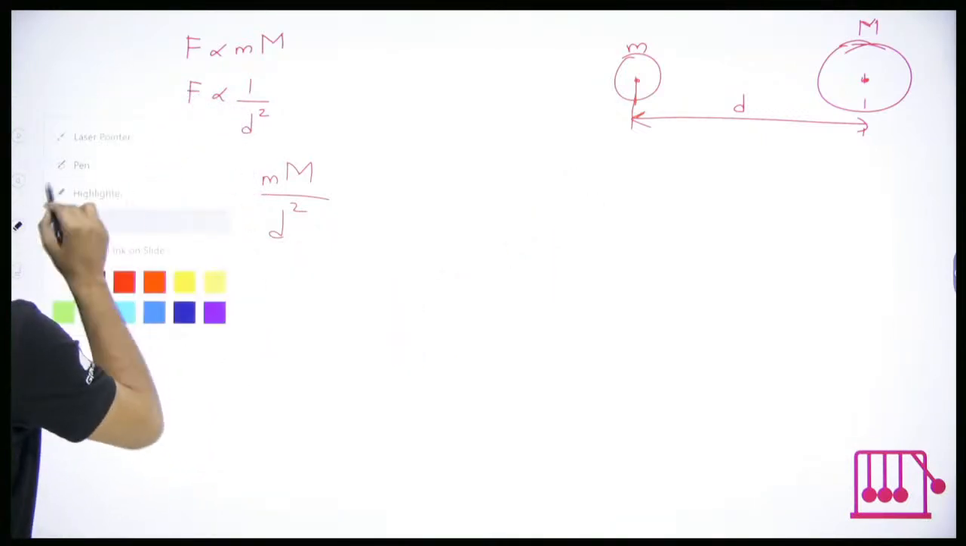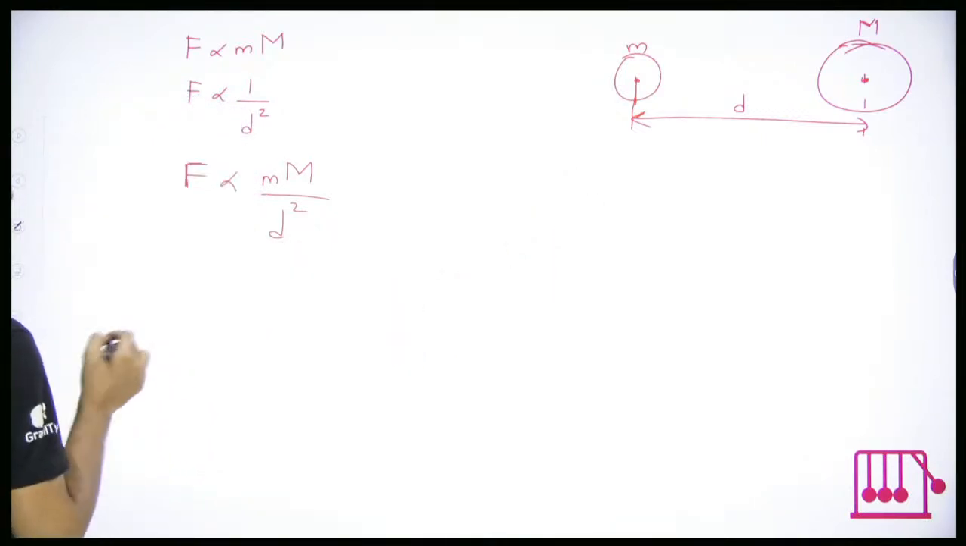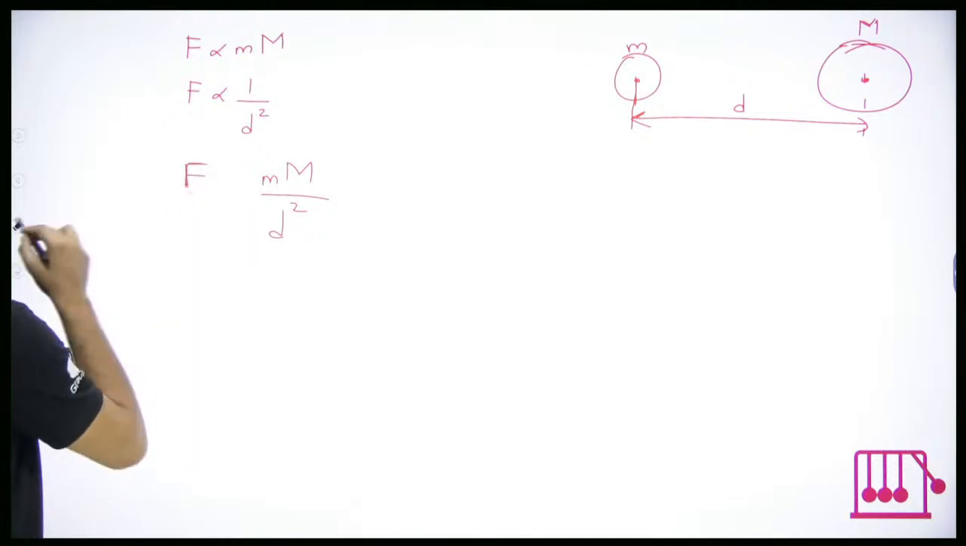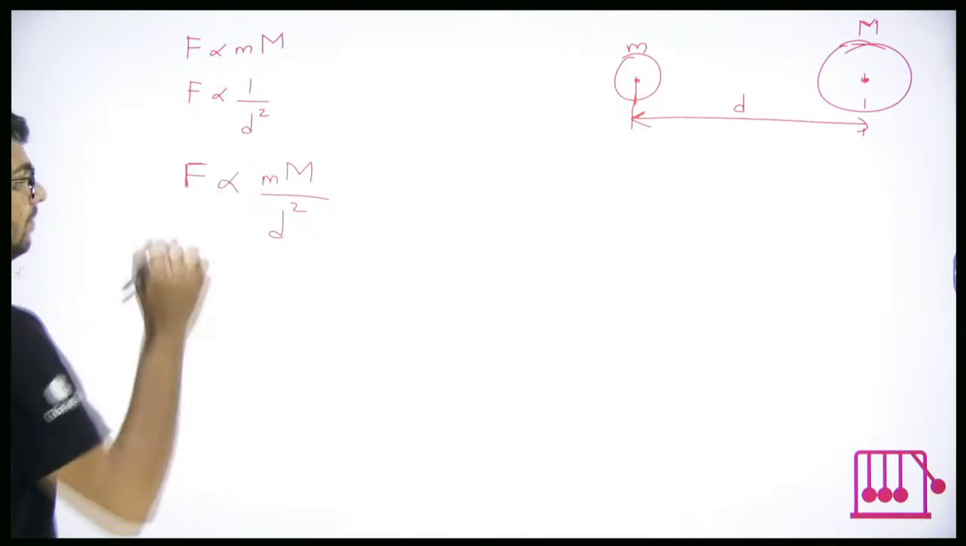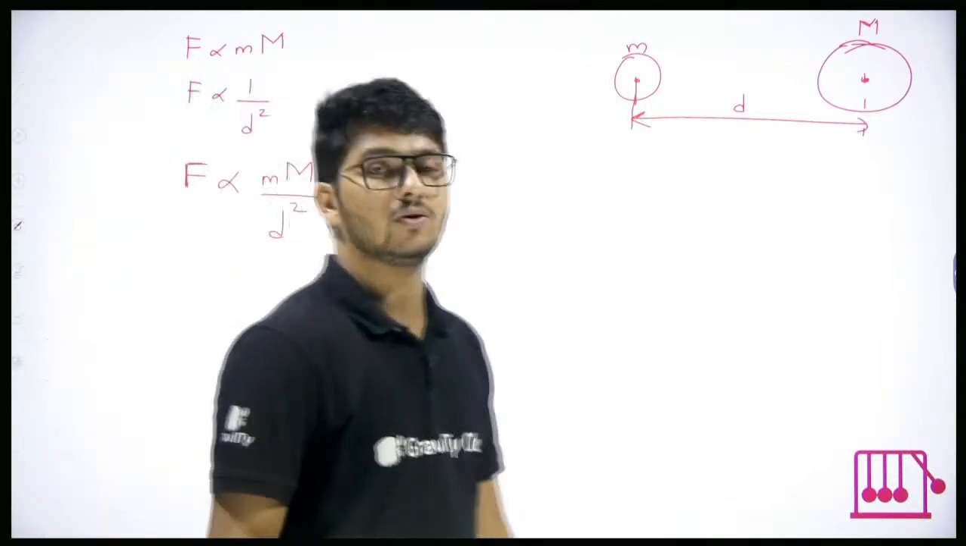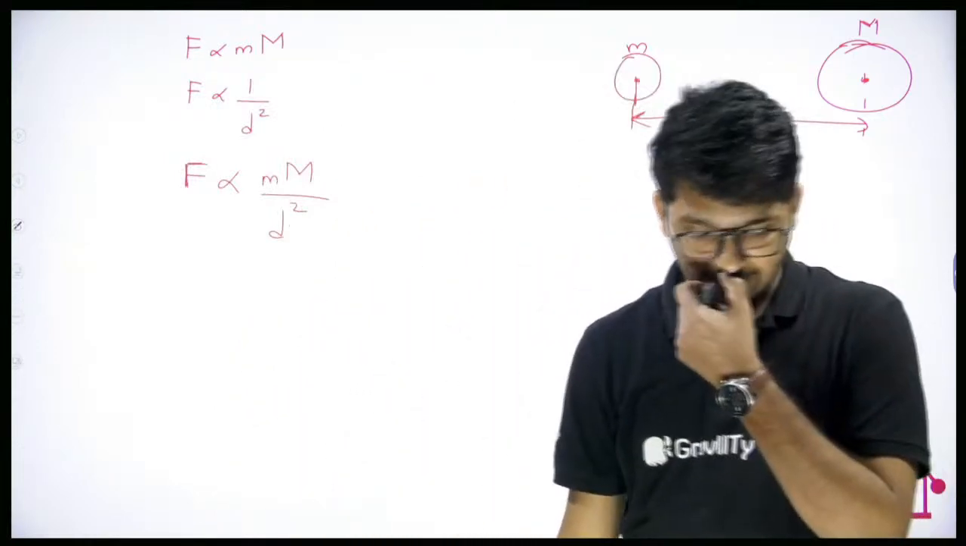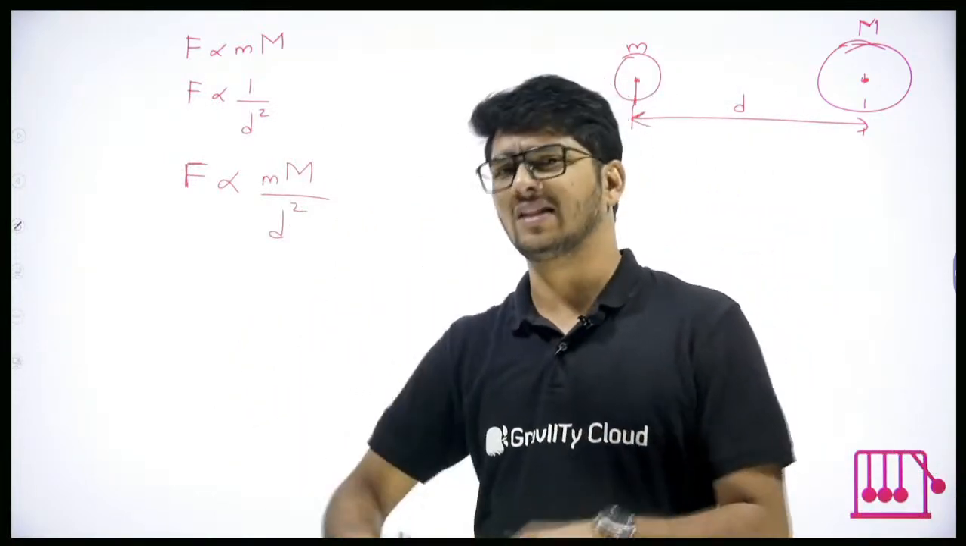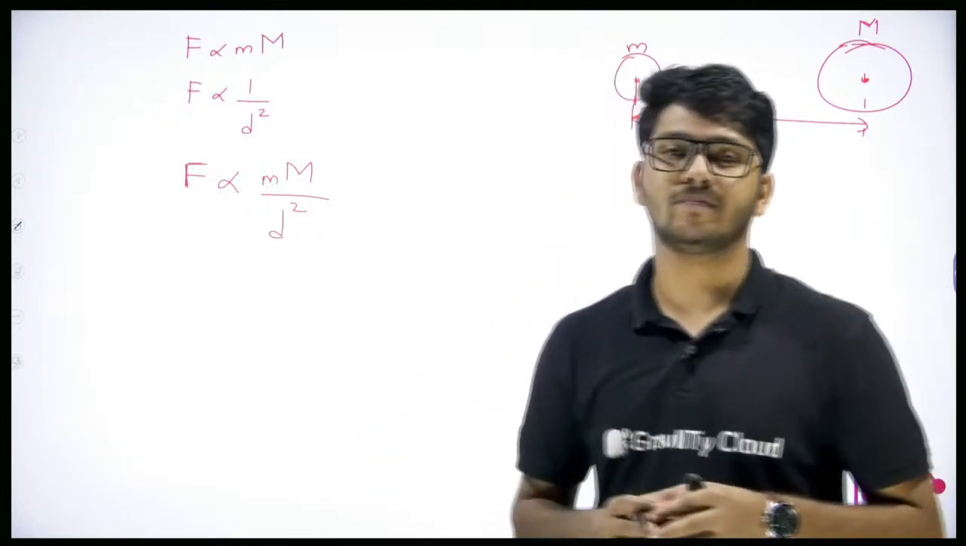Okay, but is this an equation? Because in an equation we need an equal to sign. But here what do we have? We have a proportionality sign, not an equal to. So how do you get that equal to? What we do is another mathematical thing.